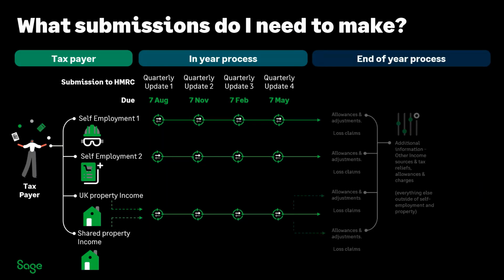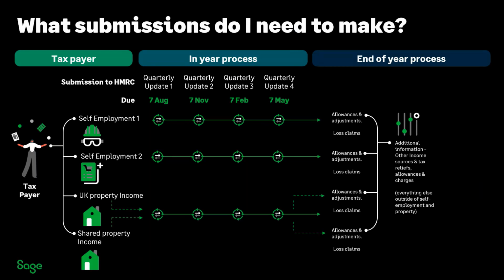So once all of your quarterly updates have been submitted, you will enter the end year process, where you'll make any final adjustments and allowances. So this could be dividend income, capital gain, or claim for marriage allowance. Essentially anything that is on your tax return now that sits outside of the self-employment and property pages. Now, I just want to remind you, all of these adjustments can be done throughout, and you do not have to wait till the end of January to make those adjustments.